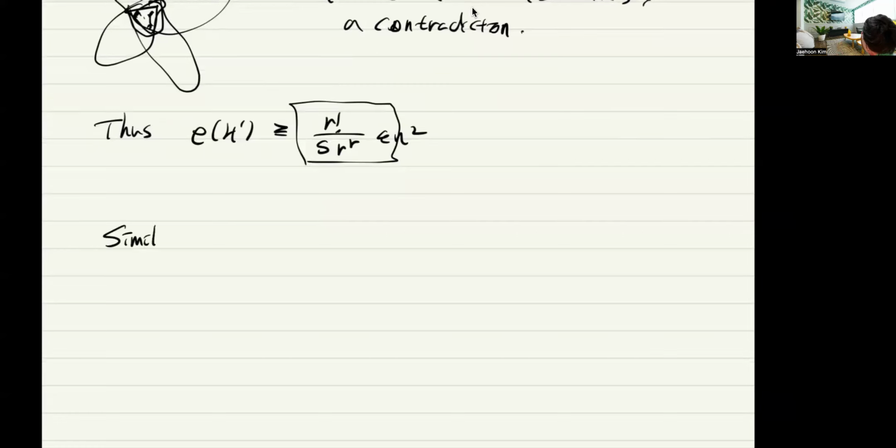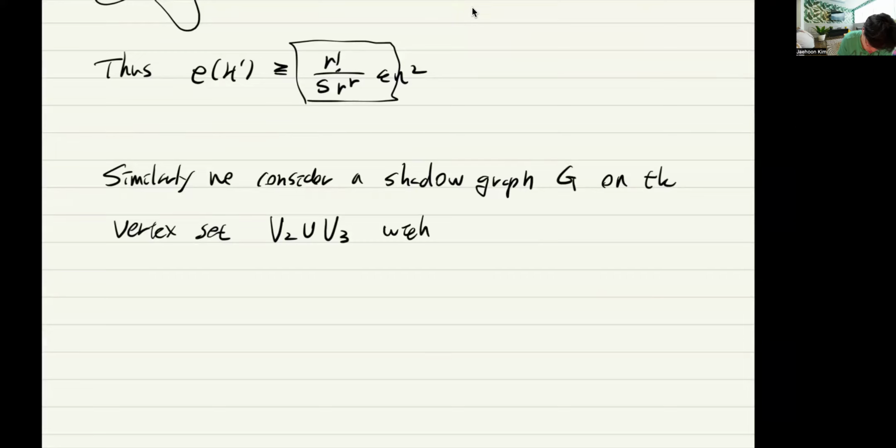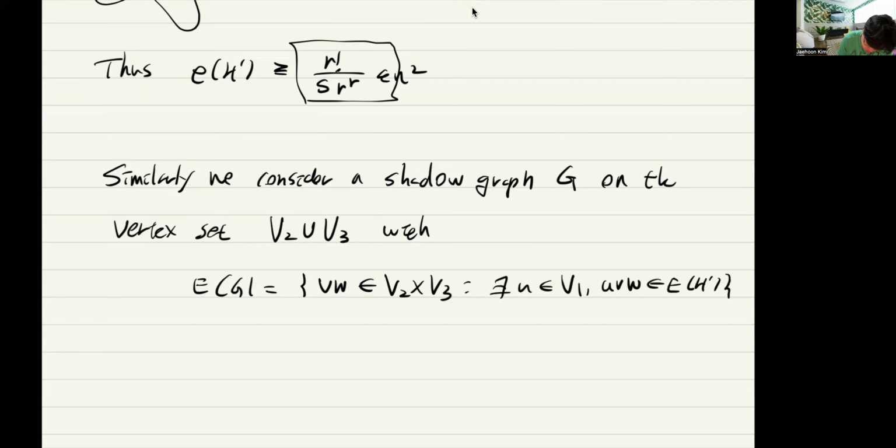And now what? Similarly, we again consider graph G, the shadow graph, on the first two vertices, B1 and B2. No, let's say B2 and B3. With the same definition. So BW is B2 and B3. If there is U in B1 such that UBW is an edge in H prime, and we put it.